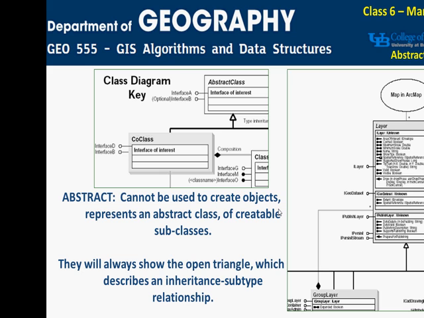Abstract classes are usually a general category of objects. So you'll see here, and they always show an open triangle below them, which is part of this family tree. The open triangle below them means that these objects down here inherit from the abstract object. And a good example of abstract object is layer. You can't create just a layer. I mean, it's a feature layer, it's a raster layer, it's one of these things. So it's an abstract class.